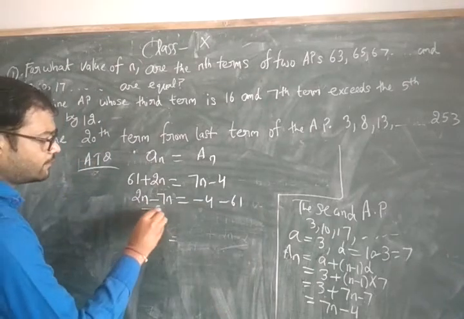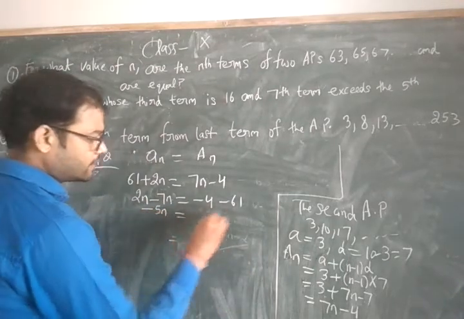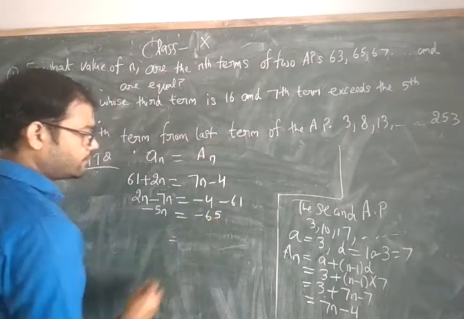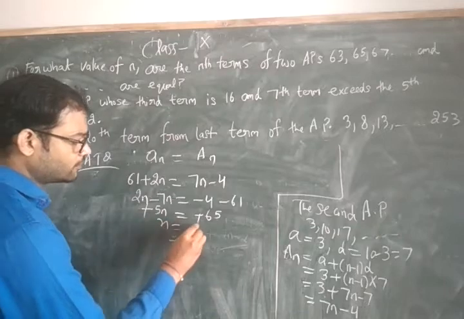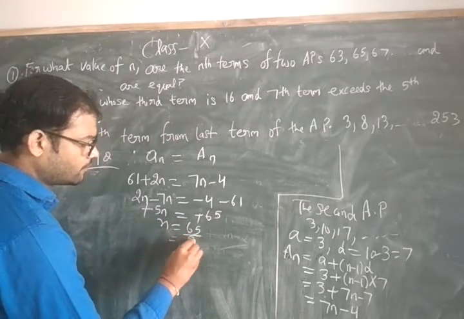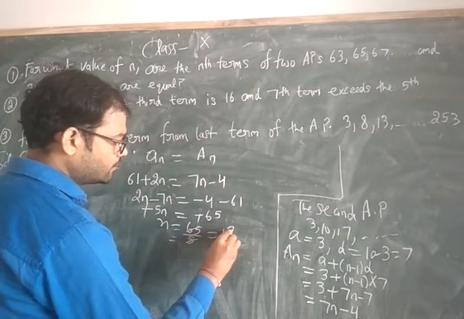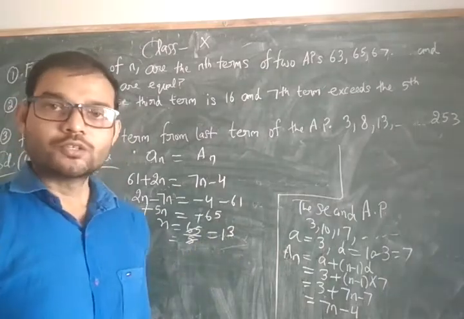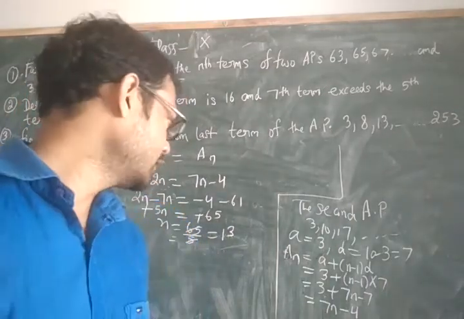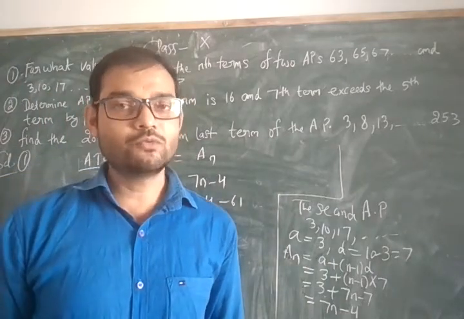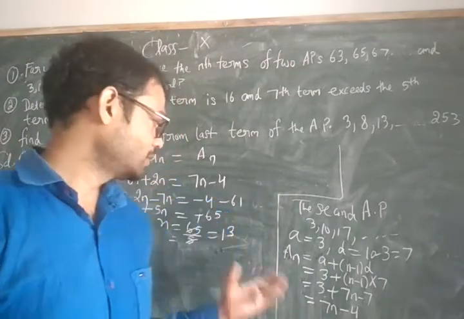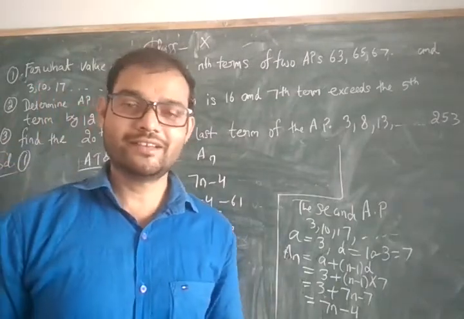2n minus 7n will become minus 5n and this will become minus 65. So minus cancels with minus, so n is equal to 65 upon 5. So it becomes 13. Okay, so like this you can see that the 13th term of both the APs will be equal. So this will be your required answer.